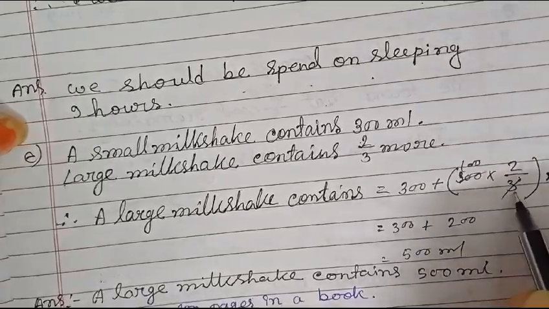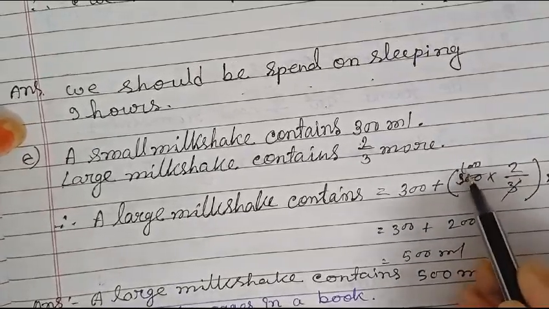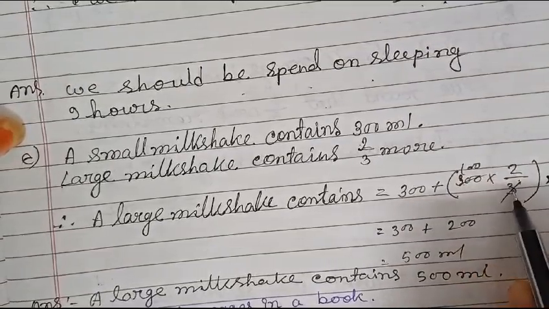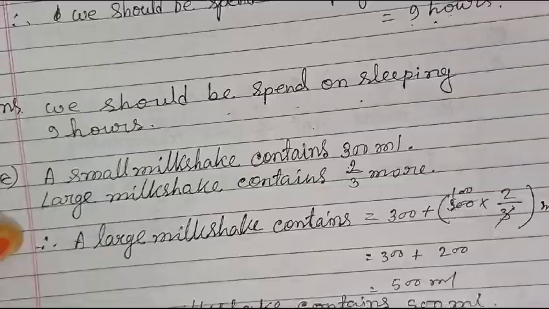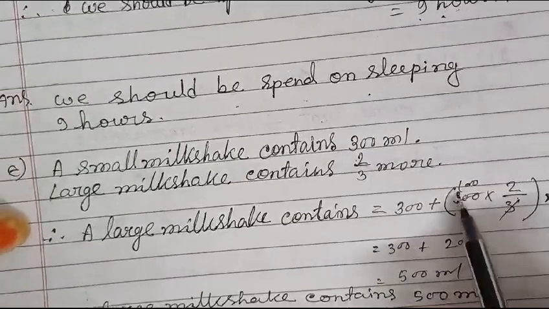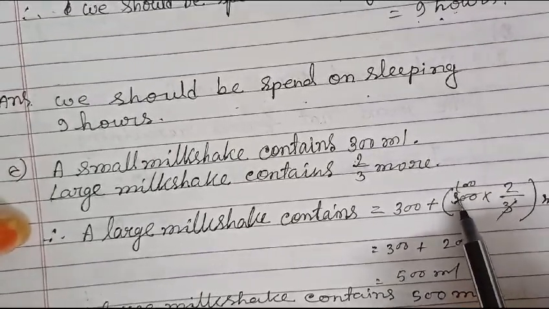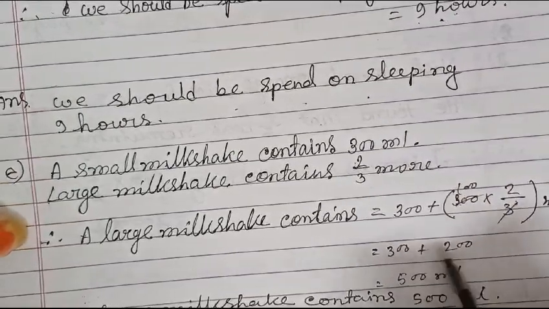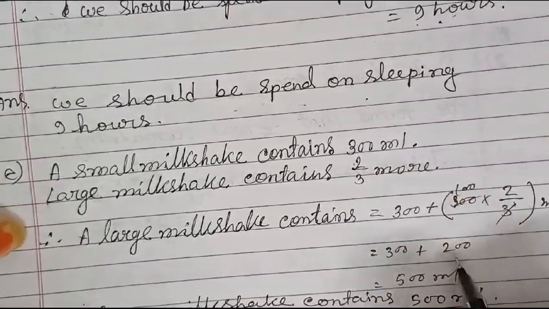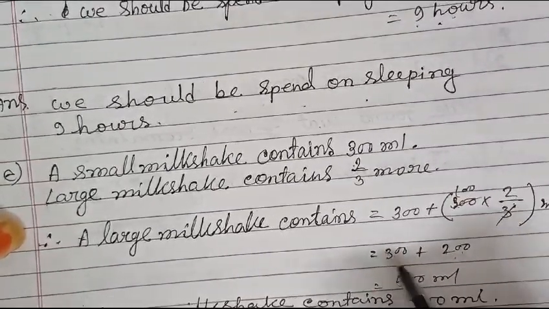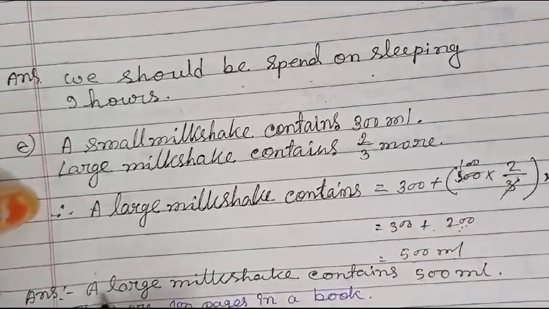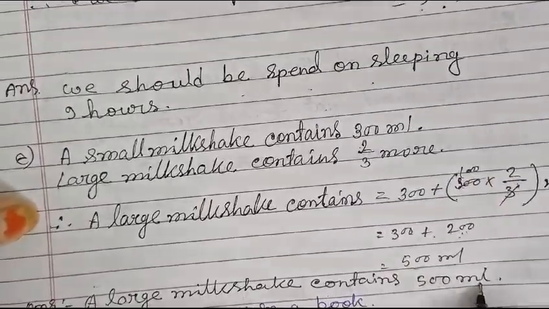अभी हम लोग क्या करेंगे? 3 से 300 को divide करेंगे. Sorry students, 3 ones are 3. यहाँ पे 2 0 था, 300 का 0 बटा दिया. तो अभी multiply करेंगे. 2 ones are 2, 2 zeros are 0, 2 zeros are 0. 300 plus 200 equal to 500 ml. Answer, a large milkshake contains 500 ml.